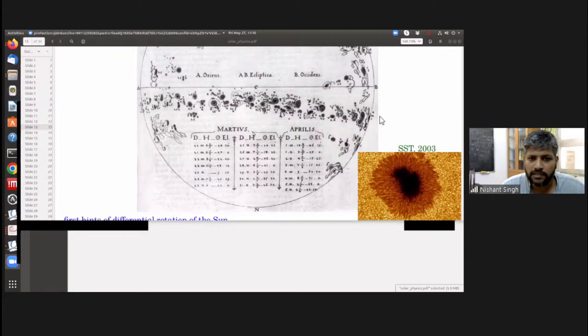For more accurate measurement, you may require measurements at a finer time interval. HMI is giving you data every 45 seconds, so why do you want to wait one day? You can take data every 45 seconds and try to track the granulation. That is also a method known as granulation tracking. Okay. Thank you, sir.